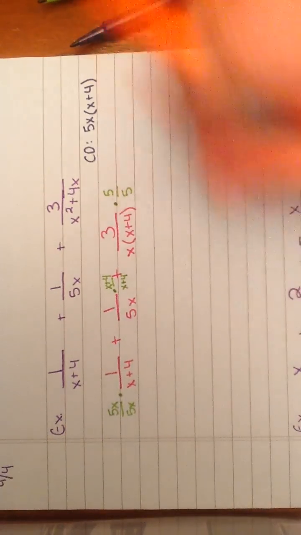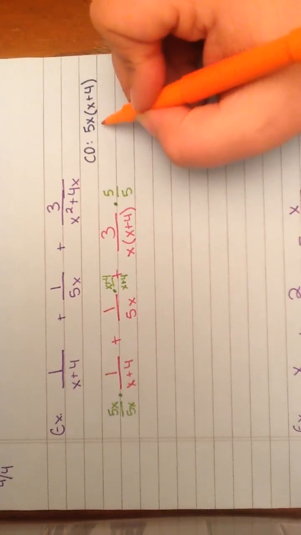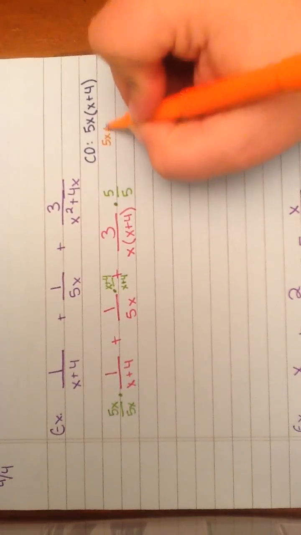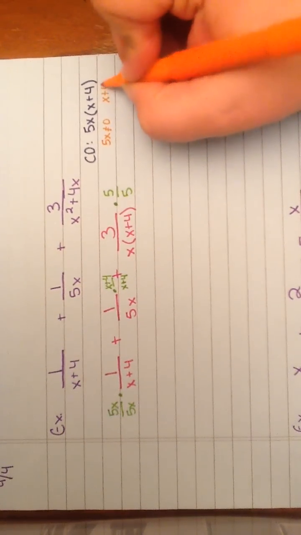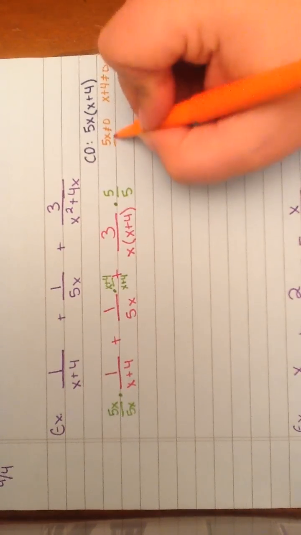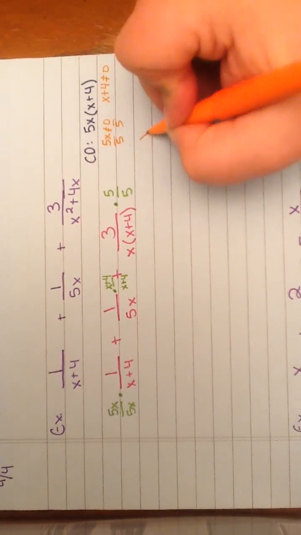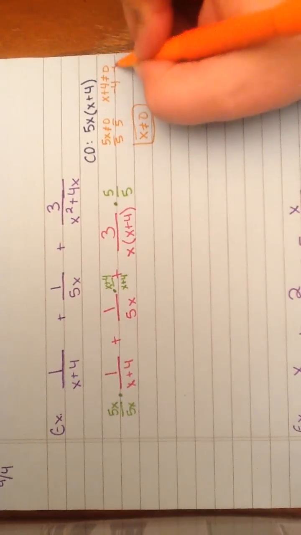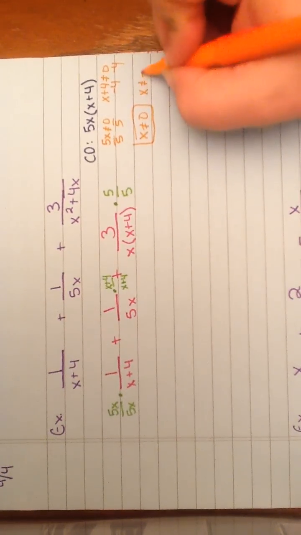So now, before we distribute and whatnot, take a pause. Do we have any pieces of our common denominator that have x's? Yep, we've got 2. So set them not equal to 0 and solve. So x cannot equal 0, and x cannot equal negative 4.